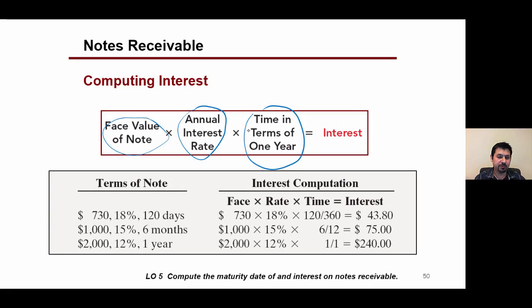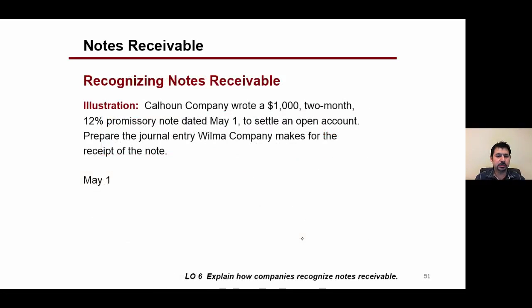So if we are talking in terms of months, if the note receivable says, for example, 6 months, you multiply it by 6/12. If it is 120 days, you divide 120 days by 360, etc. And this is how we calculate the interest. We always multiply the face value times the annual interest rate times the time in terms of years. So this is an example of how this is calculated.